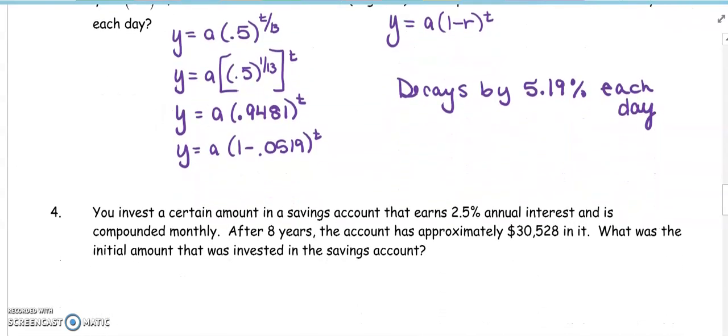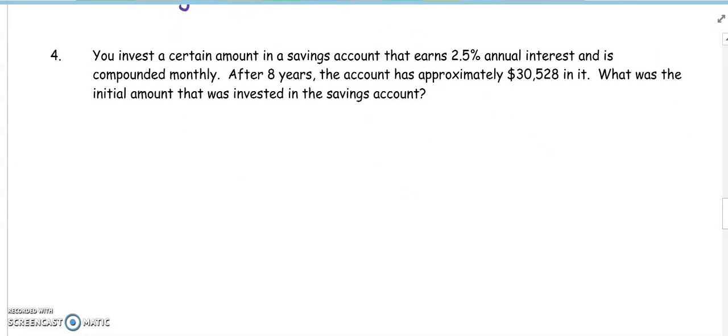All right, my last one on this side, number 4, says you invest a certain amount in a savings account that earns 2.5% annual interest and is compounded monthly. After 8 years, the account has approximately $30,528 in it. What was the initial amount that was invested? We are looking for the initial amount, which means that we are looking for the principal, the P value. If we write out our equation, A is equal to P times 1 plus R over N to the NT power. I'm looking to figure out what P is going to be equal to.